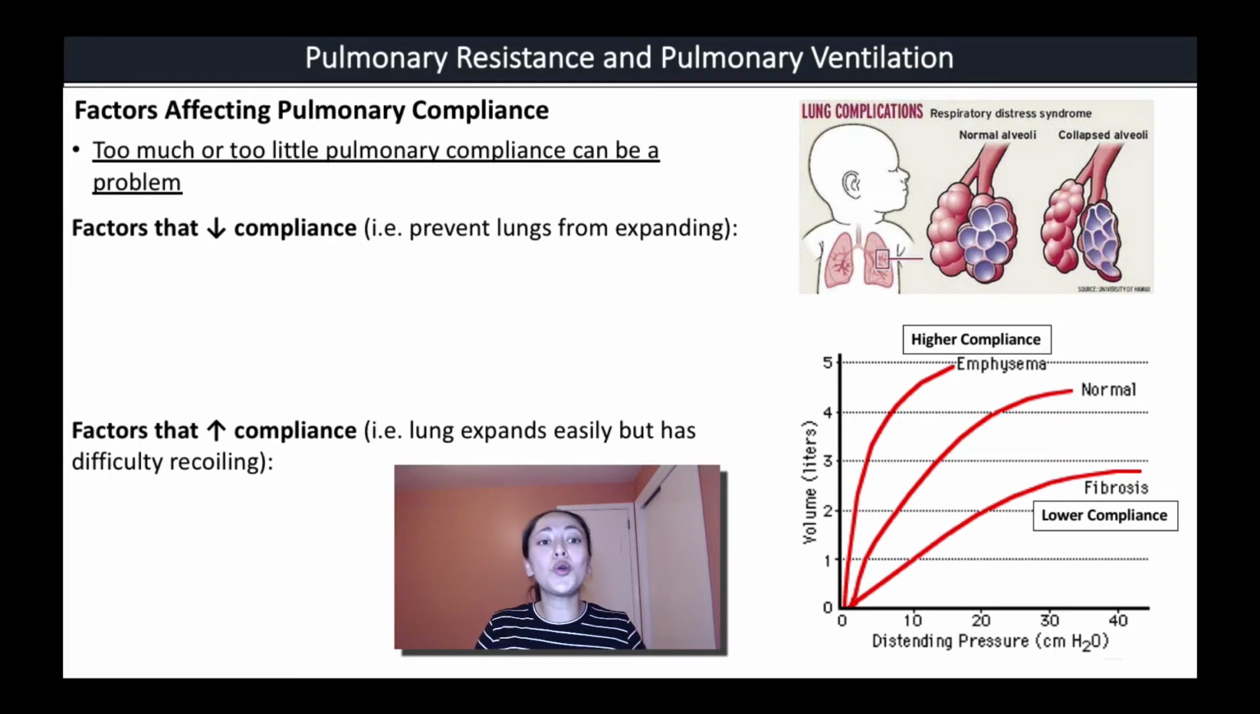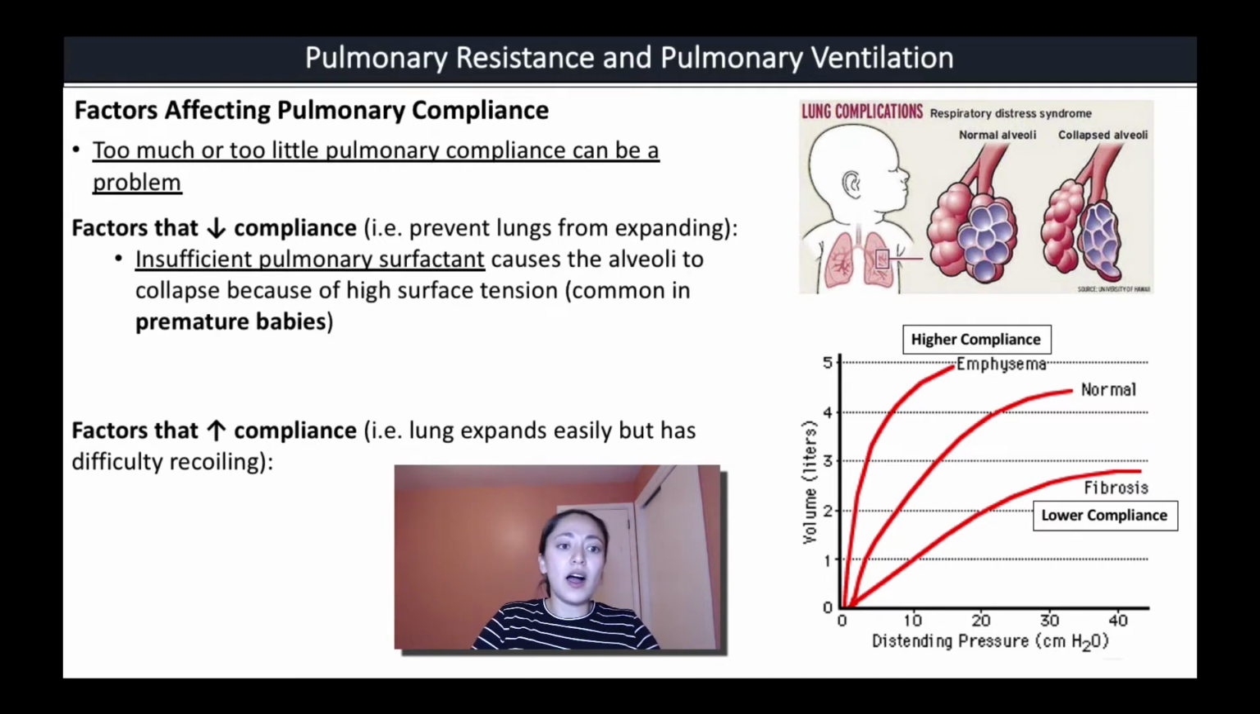Remember, too much or too little pulmonary compliance can be a problem. So let's talk about some factors that may decrease compliance. These prevent the lungs from expanding easily or make it difficult for you to expand your lungs. One thing would be insufficient pulmonary surfactant. So remember, there are special cells within your alveoli. These cells will actually secrete a fluid called pulmonary surfactant. Pulmonary surfactant decreases the surface tension within your alveoli, so it prevents your alveoli from clinging together and collapsing.